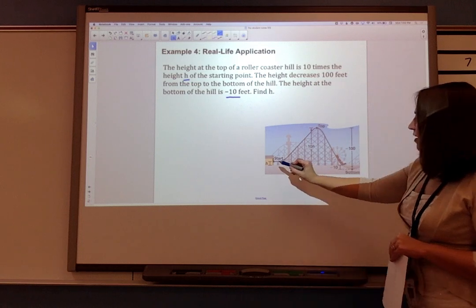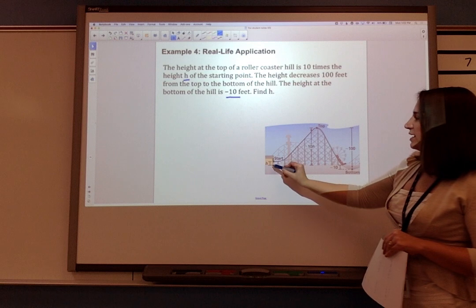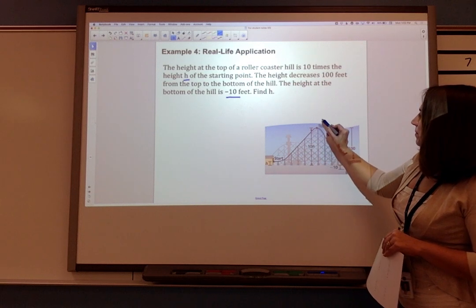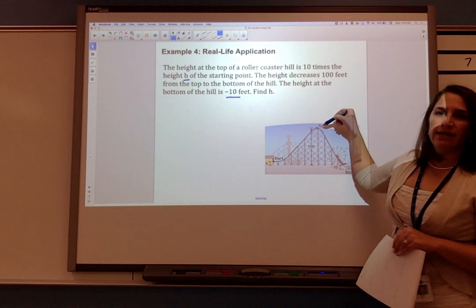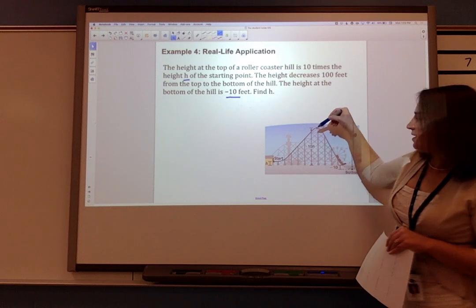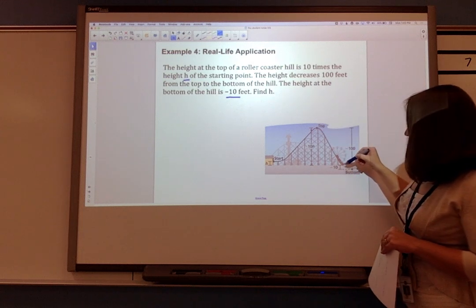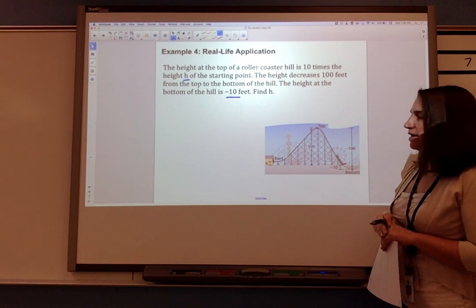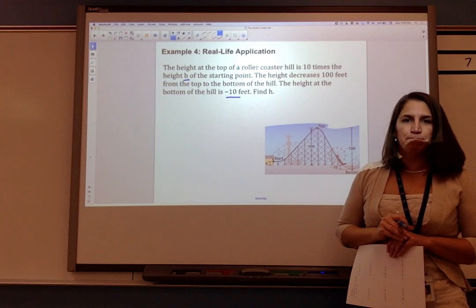So here's a little diagram to help us. Here's the start. It's h feet off the ground. Goes up, up, up, up, up, up, up to the top where it's 10 times the height at the start. And then when it goes down to the bottom, it's at negative 10.